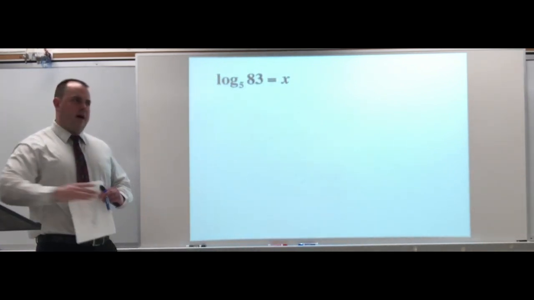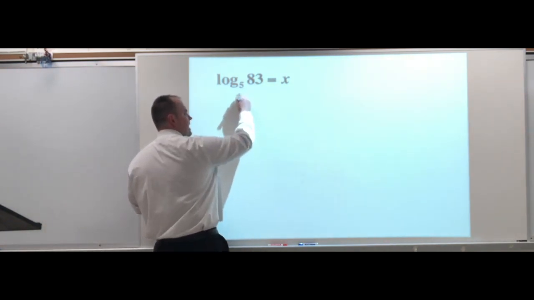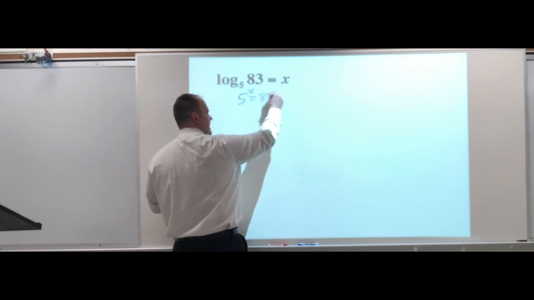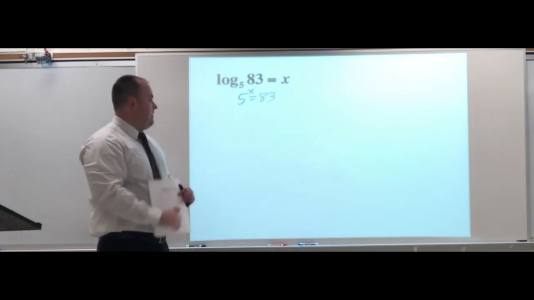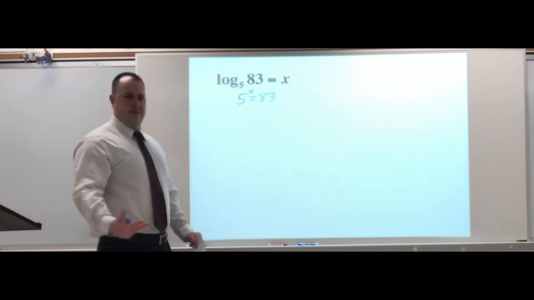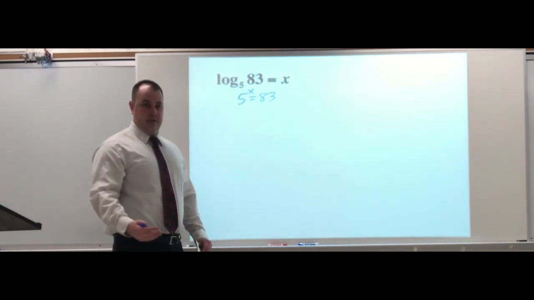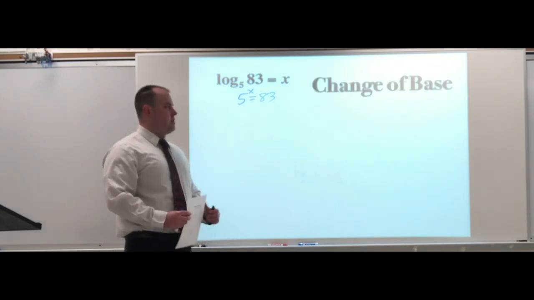Okay. Now sometimes it's not going to be as easy. 5 to the x power equals 83. 5 squared is 25, 5 cubed is 125, so 83 doesn't fit in there. It's between a square and a cube, 2 and 3. This is when you're going to have to use the change of base.